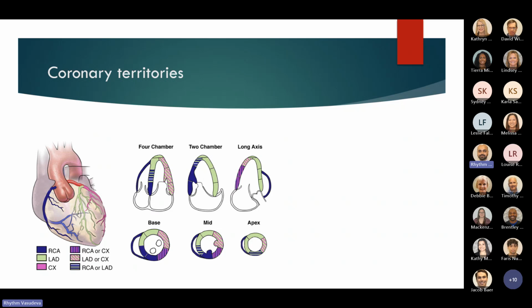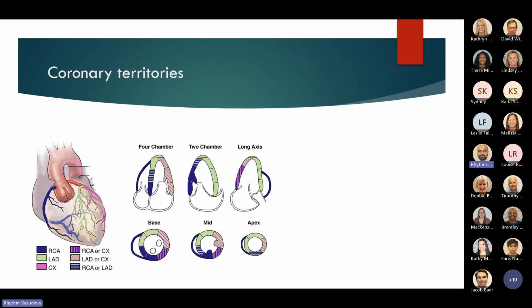The third concept to keep in mind while exploring all the echo modalities we get into is coronary territories. It's like our basics of LV function assessment. As you can see, the areas of blue are highlighted by the RCA, LAD is in light green, and circumflex is a shade of pink. Circumflex, like you can see, can be hard to pick.